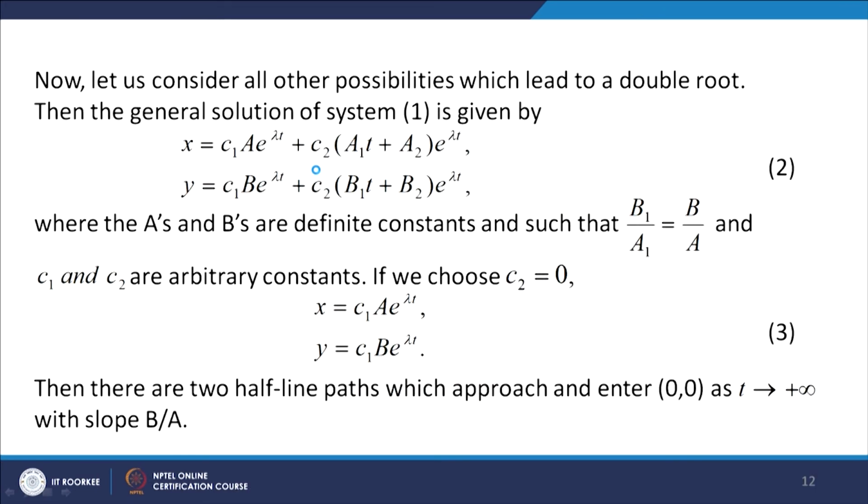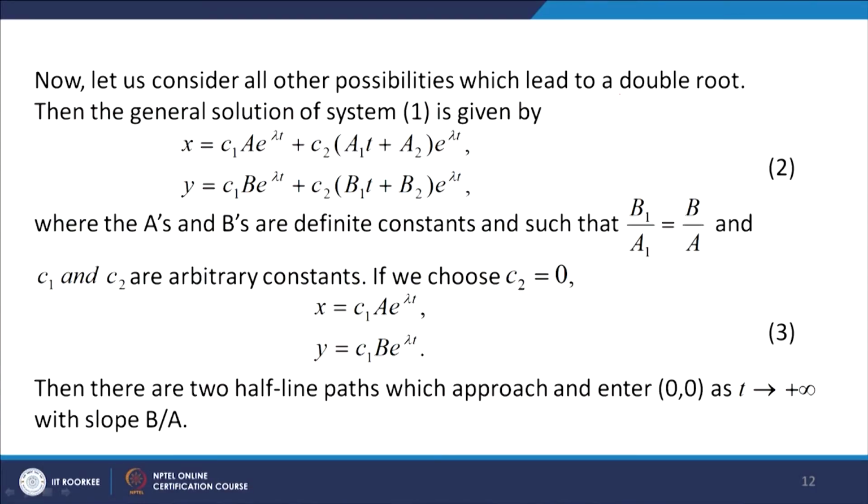Now, let us consider the other possibilities which will lead us to a double root, that means where the quadratic characteristic equation lambda square minus (a plus d) lambda plus (ad minus bc) equal to 0 gives us a double root. So those possibilities let us consider now.